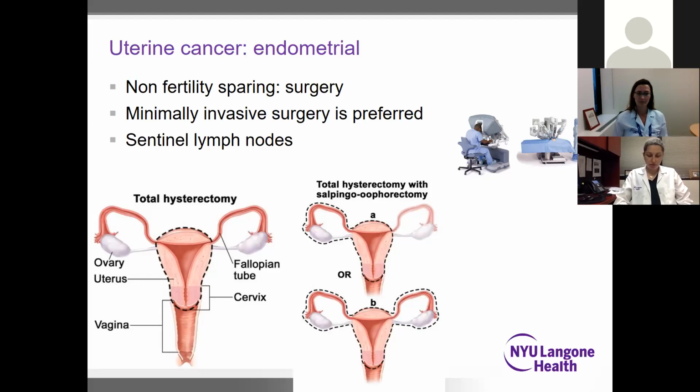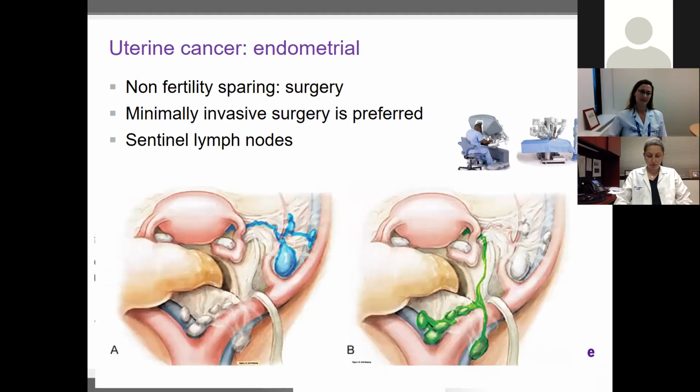There's also been a move toward what we call sentinel lymph nodes, where the doctor would inject a dye into the cervix and see where it maps. For most women undergoing surgery, we would be doing a total hysterectomy, so the uterus and cervix, and removing both tubes and ovaries, and then assessing these sentinel lymph nodes, which are the first draining lymph nodes from the uterus.